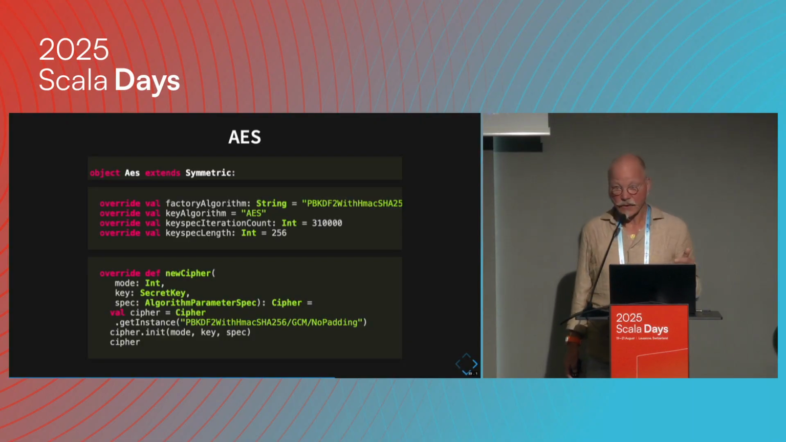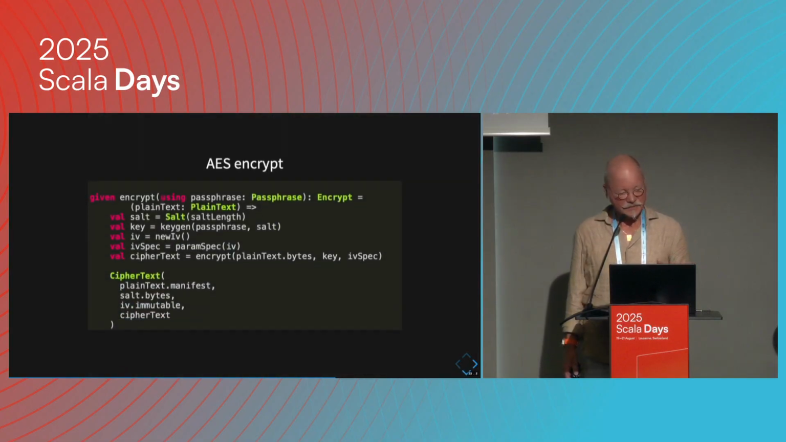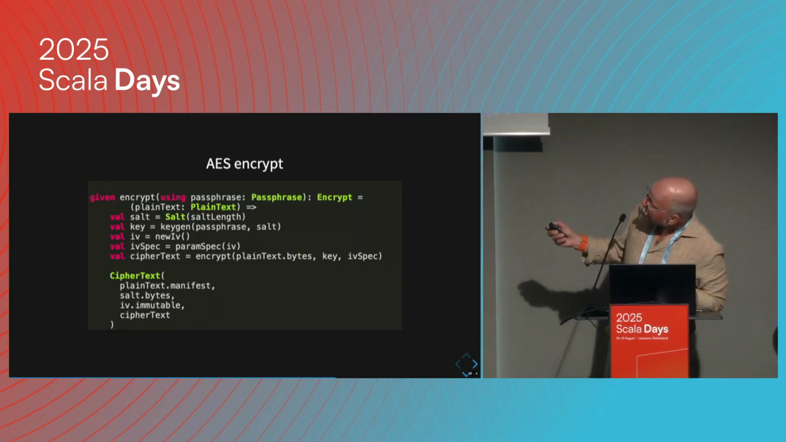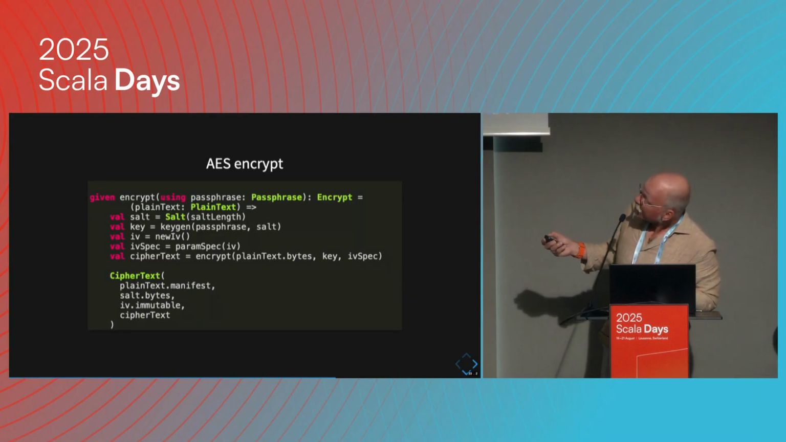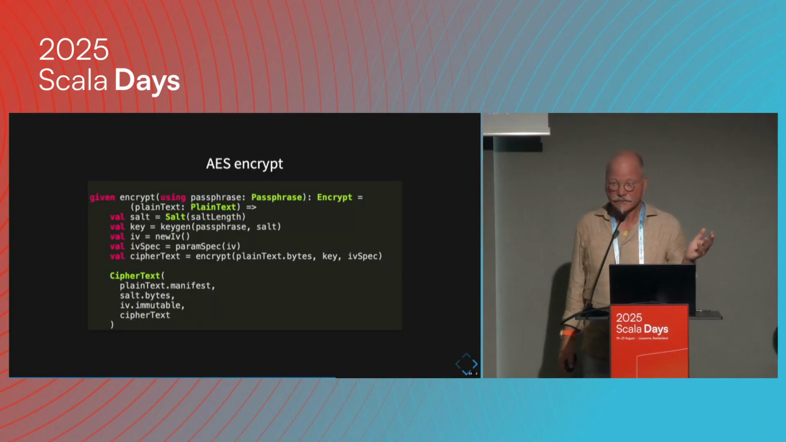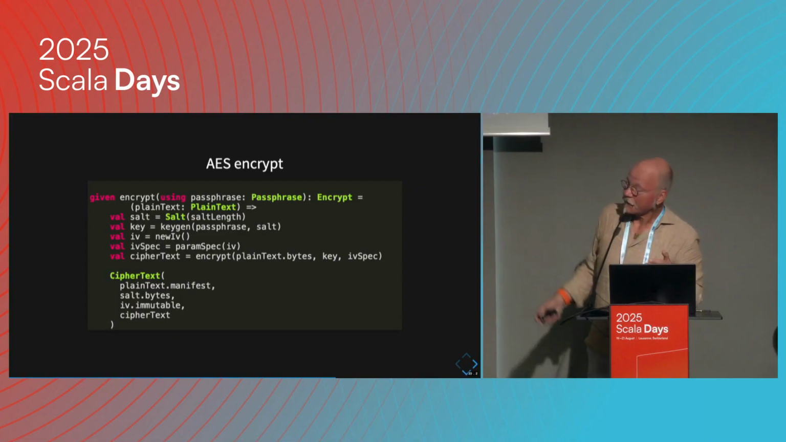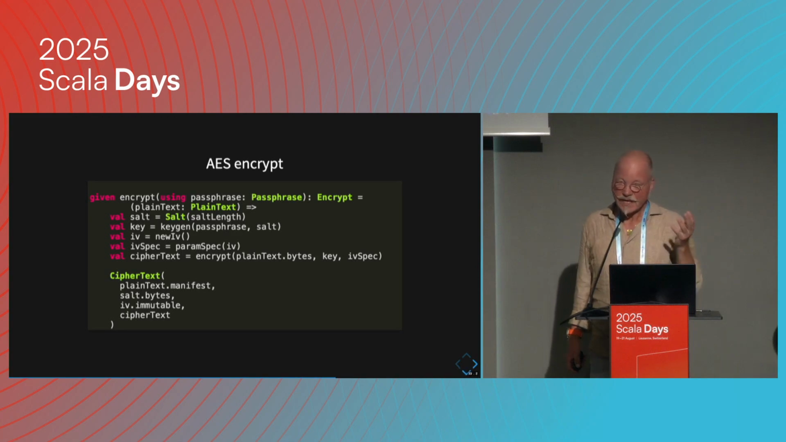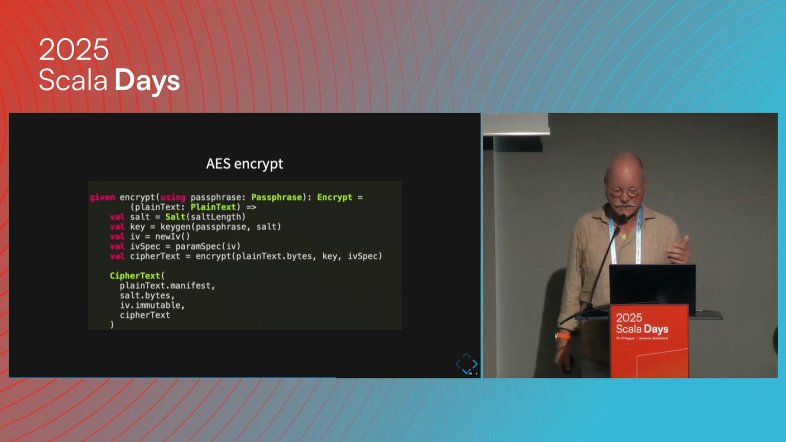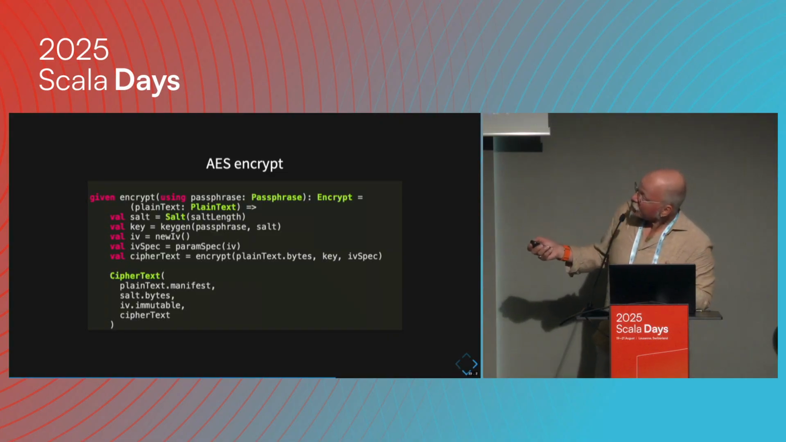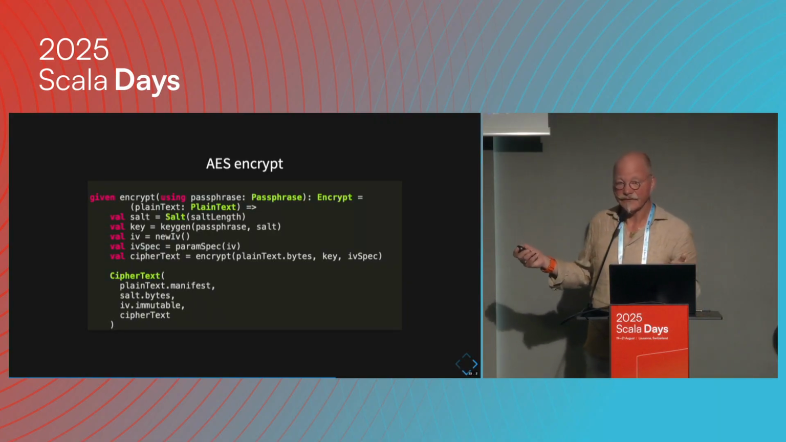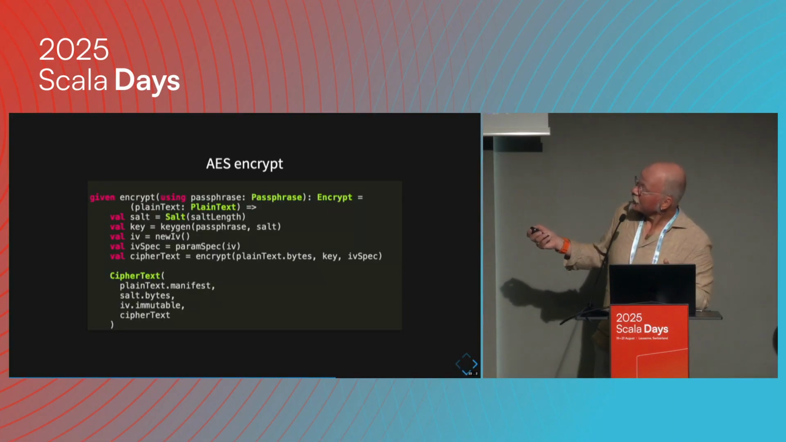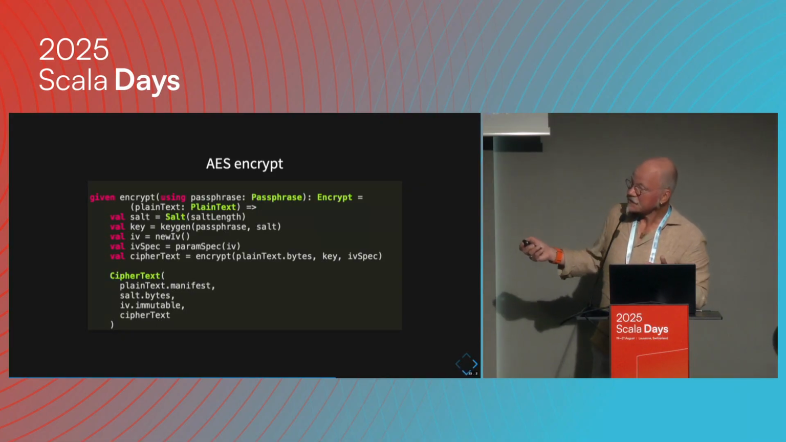Okay, now let's look at how we can encode or encrypt the plain text. So we get in plain text. We use a passphrase here. So the encrypt method is using a passphrase. So the user has to give the passphrase. And for passphrases, we need to do key stretching to get it a little bit more secure. And for that, we need a salt. So we create a salt. We stretch the passphrase into a key. AES also needs an initial vector, an IV. So we create that one. And then we do the encryption here. So we get the ciphertext. And then we put the plain text manifest, the salt, the IV, and the ciphertext into the ciphertext class.